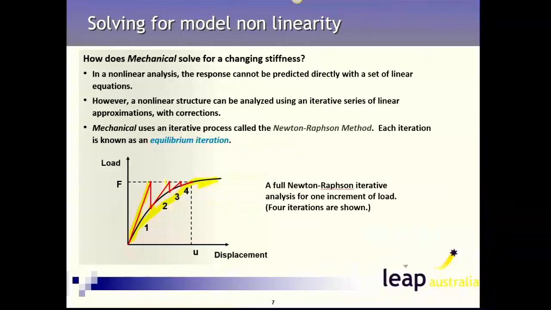We keep repeating that process until the difference between the internally generated forces and the externally applied loads are almost in balance. You'll never get this difference to be zero, because of the way computers do their calculations. Effectively each one of these red slopes is a new stiffness matrix, and we refer to it as an equilibrium iteration. So with nonlinear models, you're typically solving multiple equilibrium iterations, and each one of those is equivalent to a static linear solution.